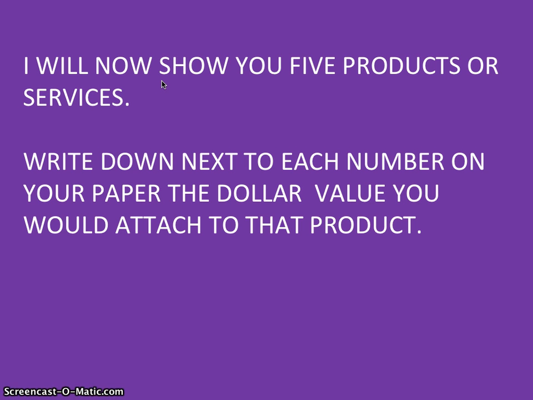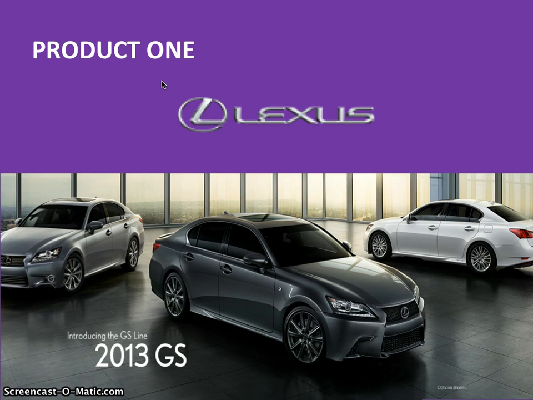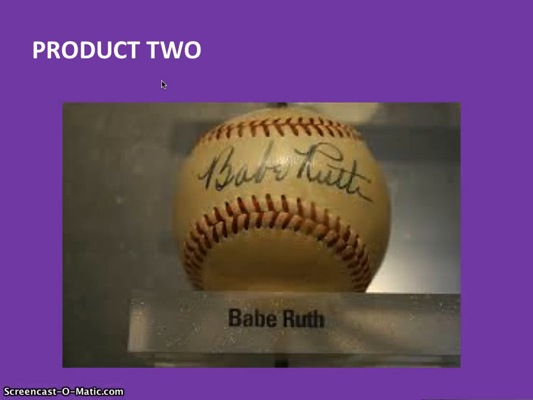So here's item number 1. A 2013 Lexus GS. Think about what you think the market price for that automobile is and write that number down next to the number 1. Okay, so that's item number 1. Item number 2, a Babe Ruth baseball, the legendary baseball player, a signed baseball with his signature on it. What do you think the market price for that item is?